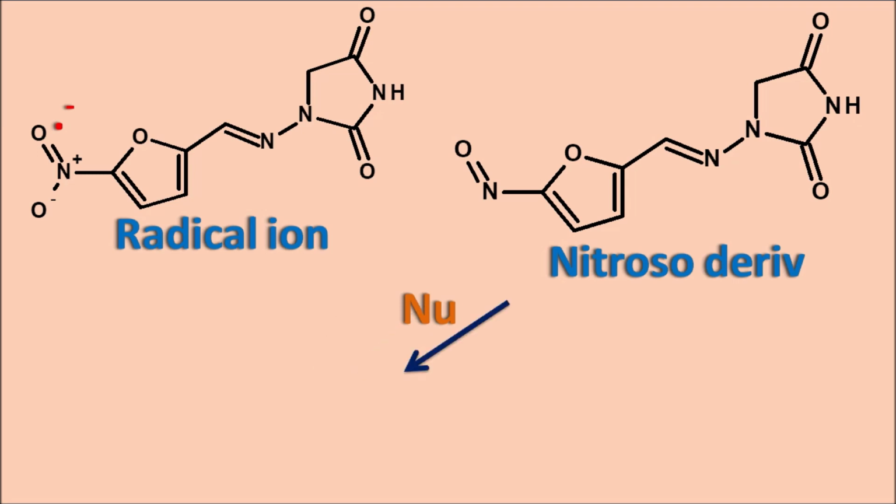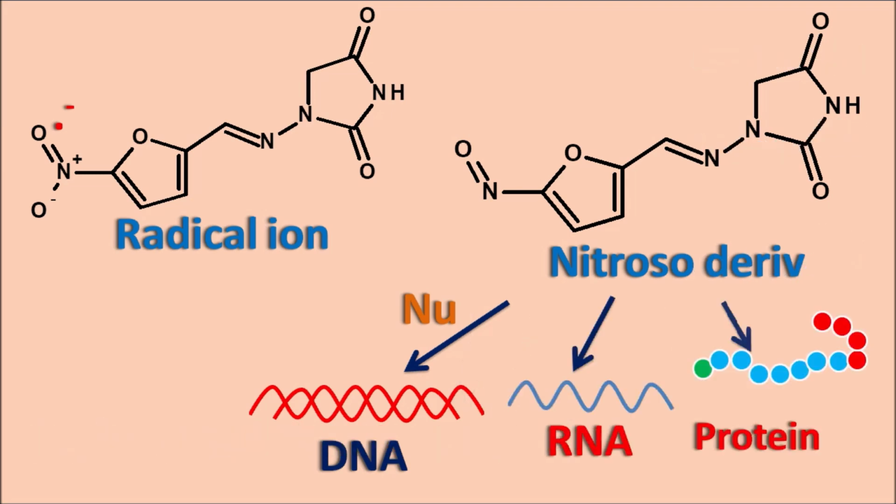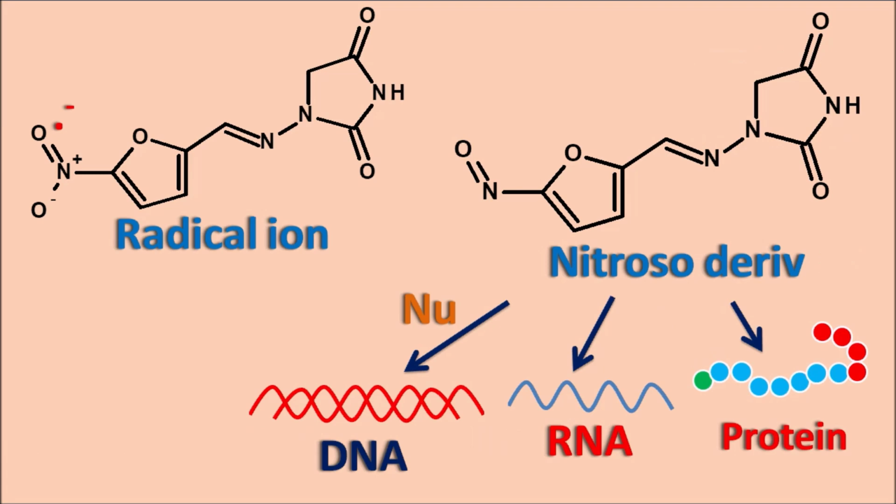It can attack the DNA of the bacteria such that it can produce DNA damage. Otherwise, it can attack the RNA to produce RNA damage. It can also act on the proteins such that proteins can be cleaved. In this way, this nitroso derivative can produce a nucleophilic attack on the DNA, RNA as well as proteins of the bacteria, resulting in the inhibition of bacterial growth.